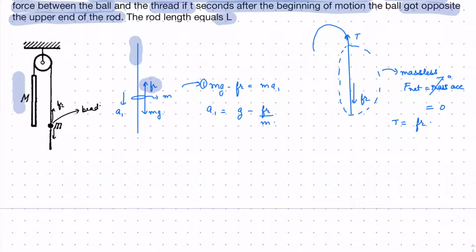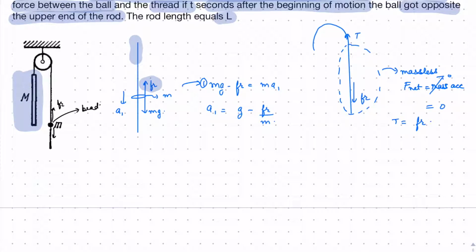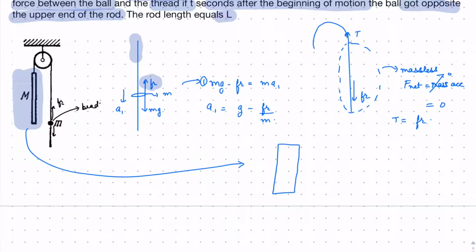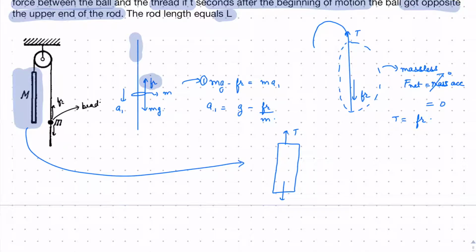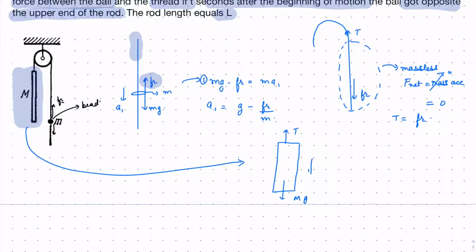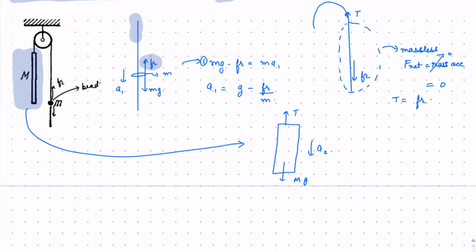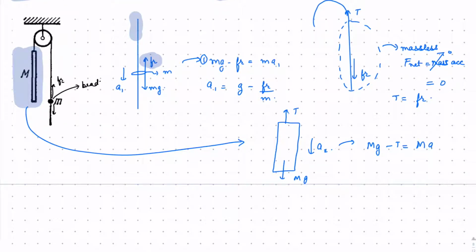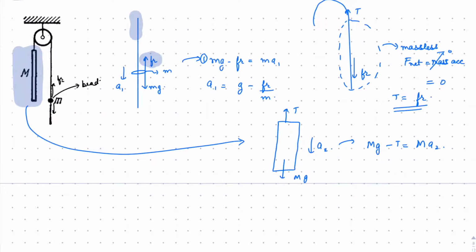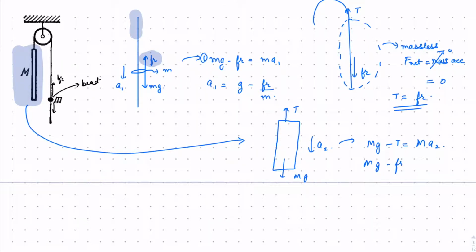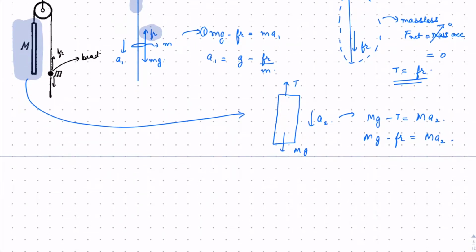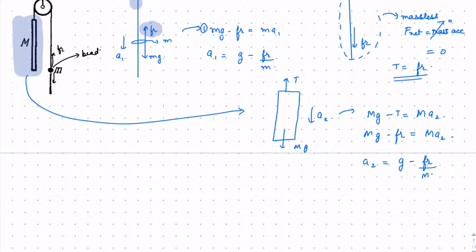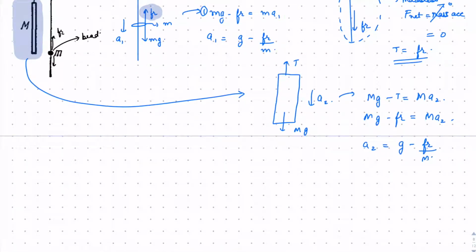Now see this block over here. This body at the top experiences tension T. In the bottom direction it experiences gravity Mg, and it goes down with an acceleration a2. And Mg minus T can be written as capital M into a2, where T was equal to Fr. So Mg minus Fr can be written as capital M into a2. So acceleration a2 over here can be written as g minus Fr by capital M.